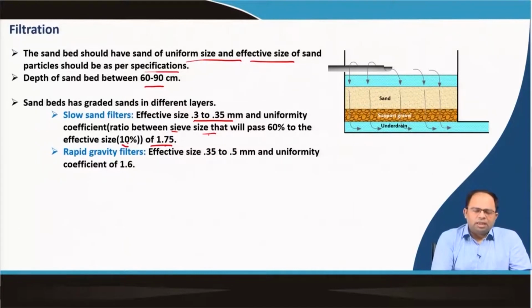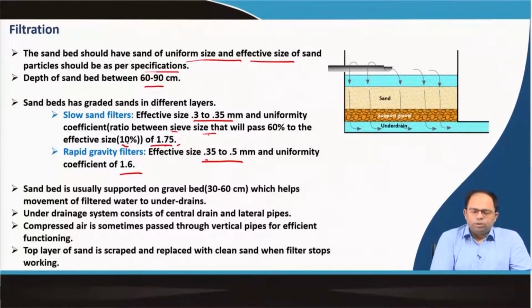So, anyway, to understand, the size of sand in a slow sand filter is more or less smaller. In rapid gravity filters, the effective size is actually larger, which is 0.35 to 0.5 mm, and the uniformity coefficient is 1.6. So, both the size and the uniformity coefficient play a role, but for basic understanding, you can understand that the size of sand in rapid gravity filters is larger. That means the pore sizes would be larger, and that will allow more water to pass faster.